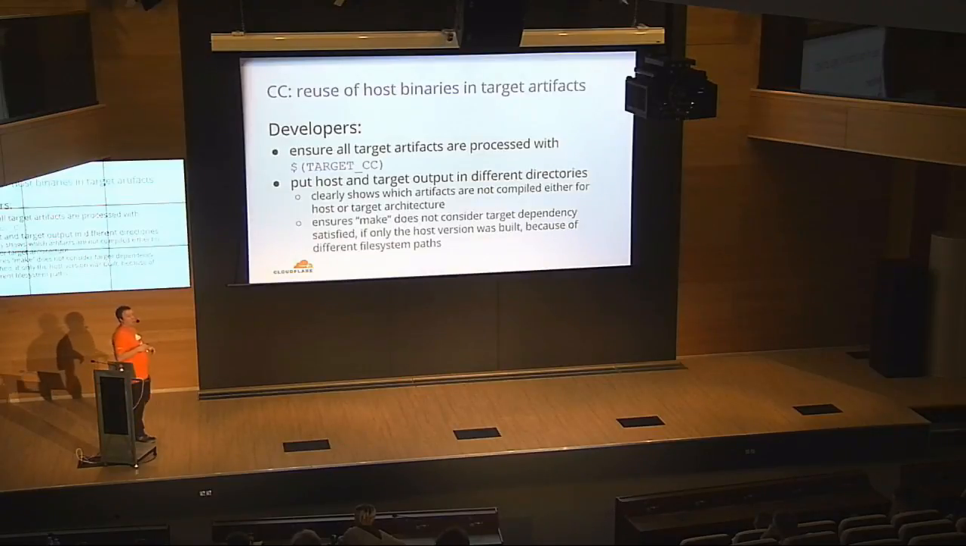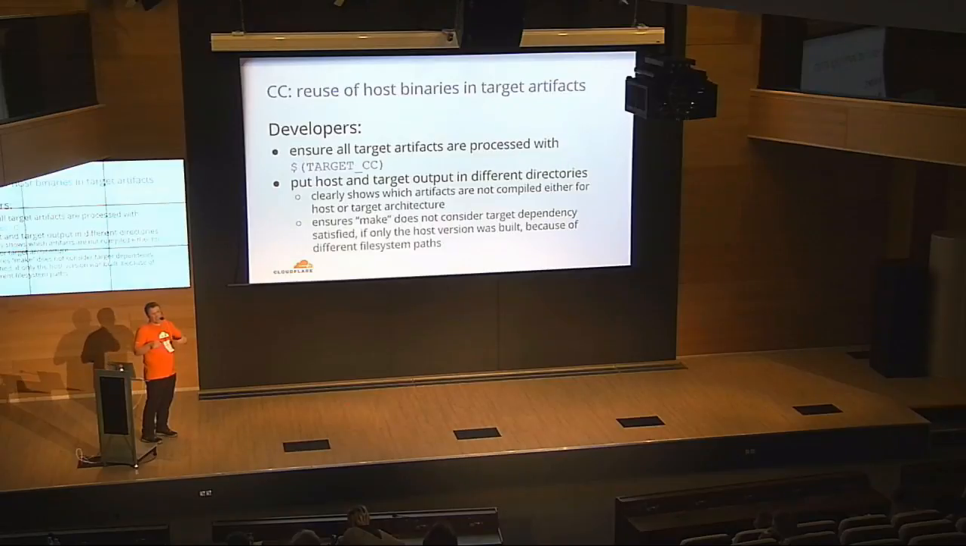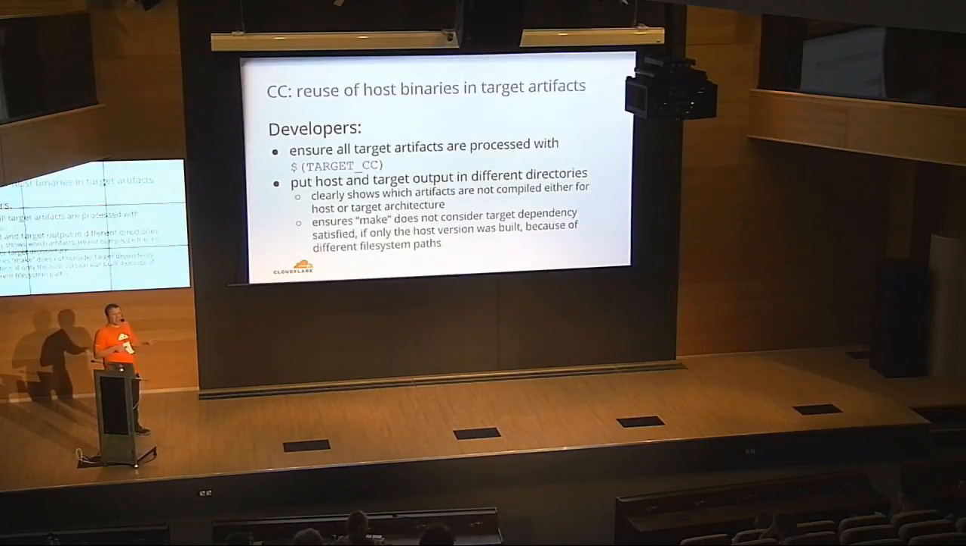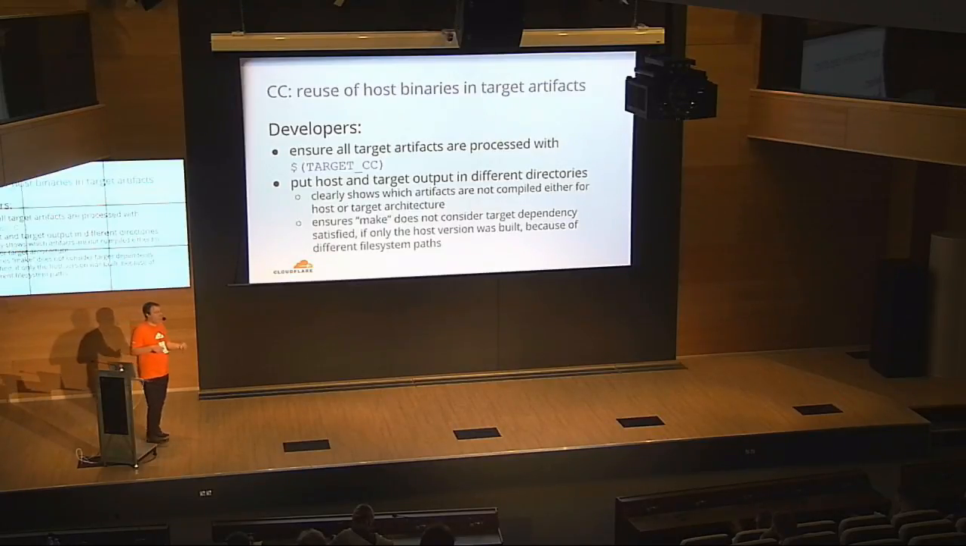And what I like about some projects which are cross-compiler friendly, for example, if you try to build Android from source, you get all the project output for host and target in different directories. So you can clearly see which target artifacts have not been compiled for the target architecture.